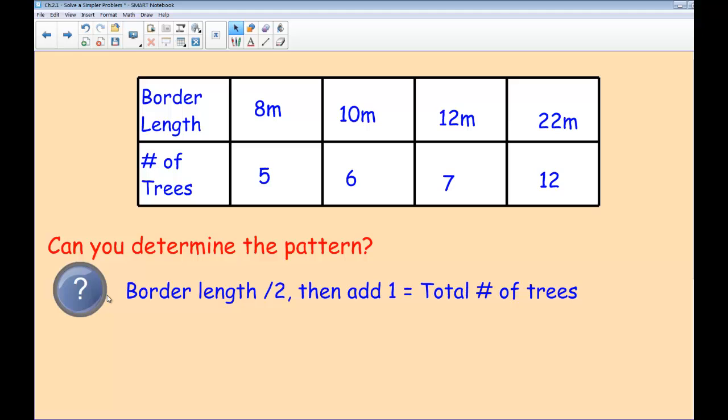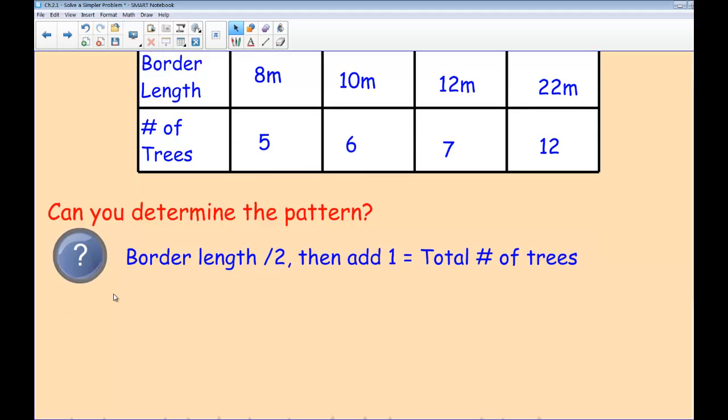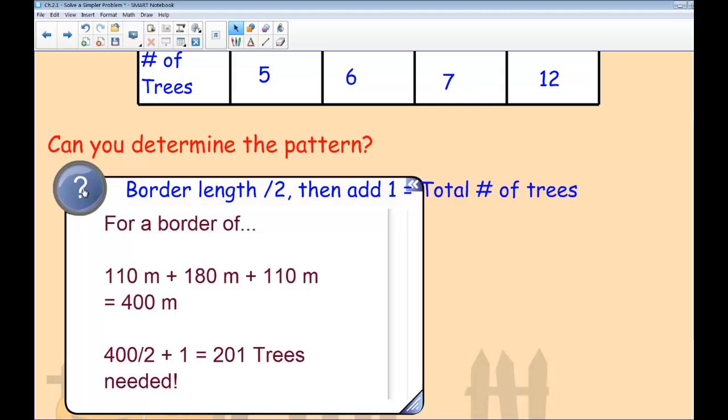So we're going to apply our pattern to the largest scenario that we were given in the question. So here it is. In our original question, it says for a border of 110 meters plus 180 meters plus 110 meters for a total of 400 meters. If we take the 400 meters, divide that by 2, then add 1, the total number of trees needed to be planted is 201. So hopefully this problem has helped you see how to solve more complicated problems by finding patterns within simpler problems.